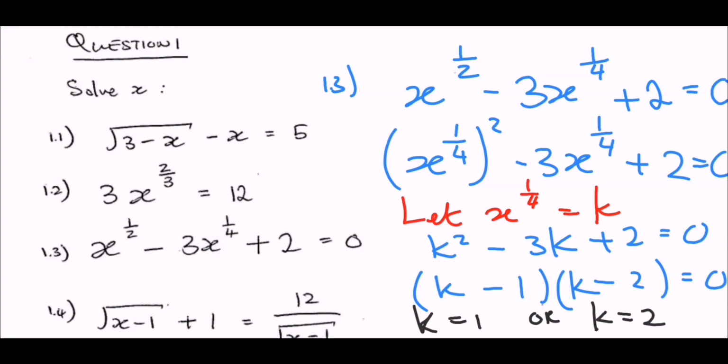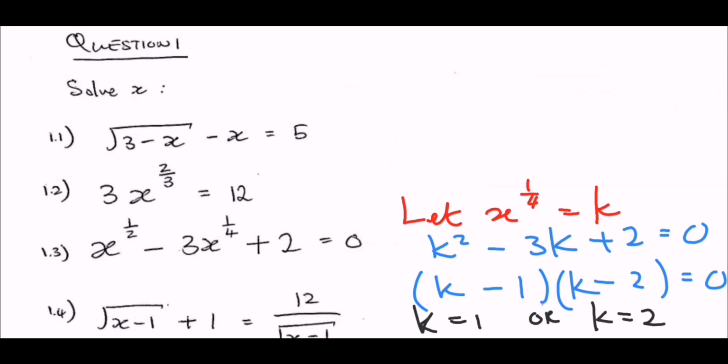Okay. So all we did here is we said let x to the power of a quarter be equal to k. And the moment we did that, this whole expression became a lot easier. Like from that second line to the third line, that's so much easier. Okay. Now that we solved k, remember you didn't solve x yet. So now you still have to go back and solve x.